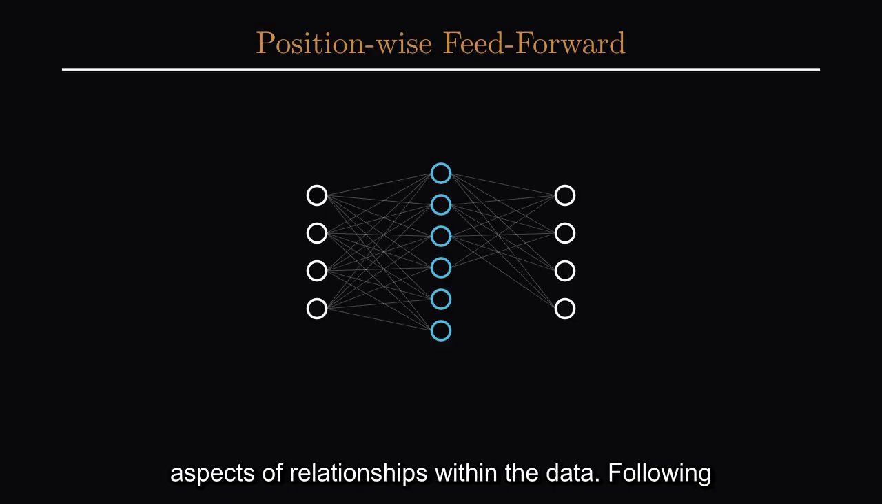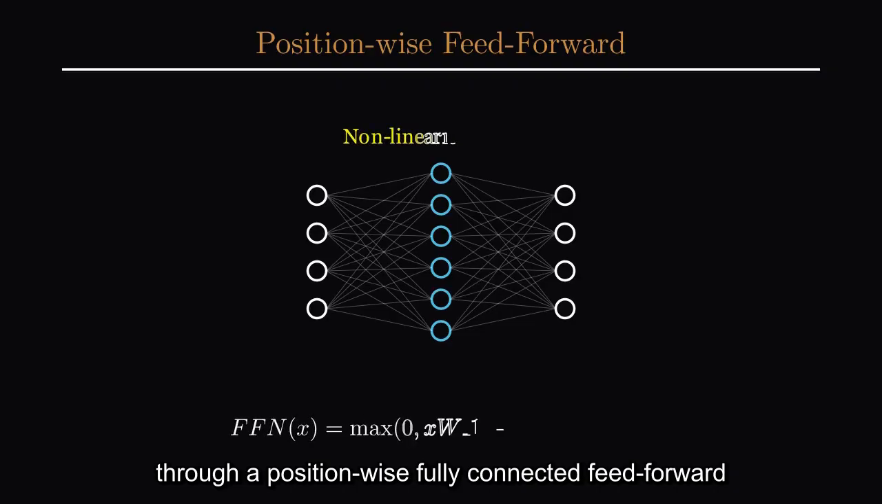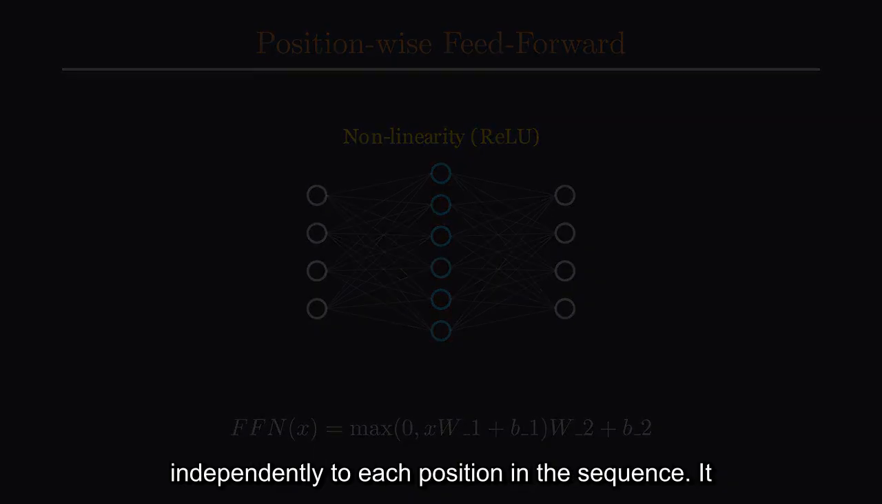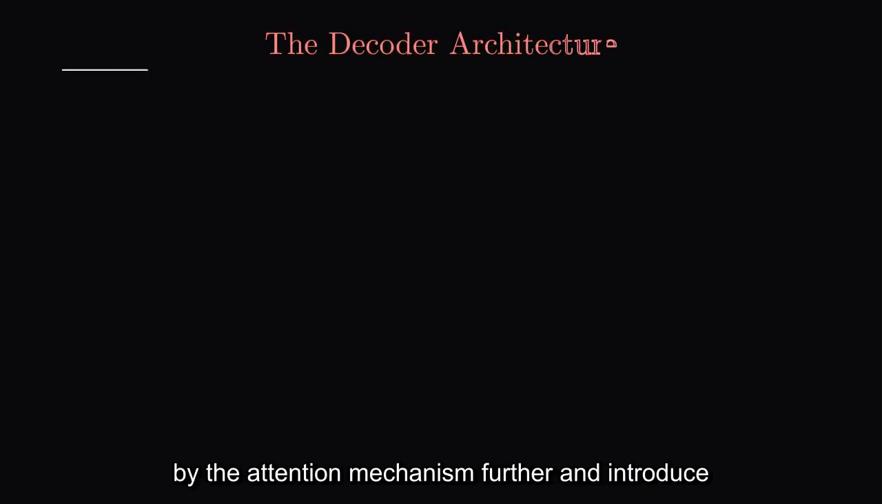Multi-head simply means this attention process is done multiple times in parallel, allowing the model to learn different aspects of relationships within the data. Following the multi-head self-attention, the output passes through a position-wise fully connected feed-forward network. This is a simple neural network applied independently to each position in the sequence. It allows the model to process the information gathered by the attention mechanism further and introduce nonlinearity.